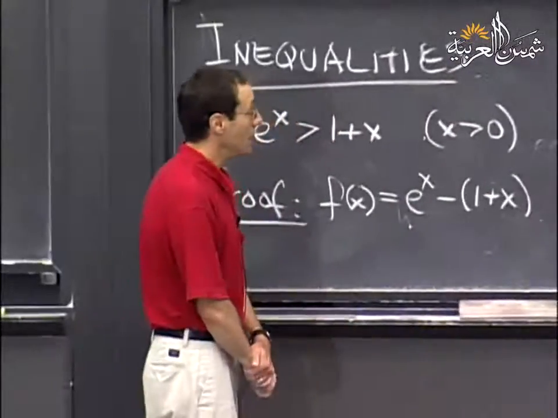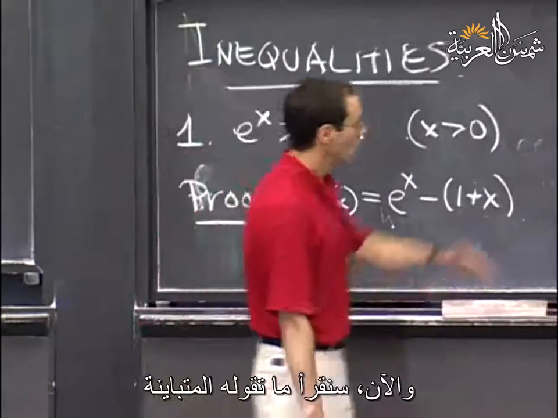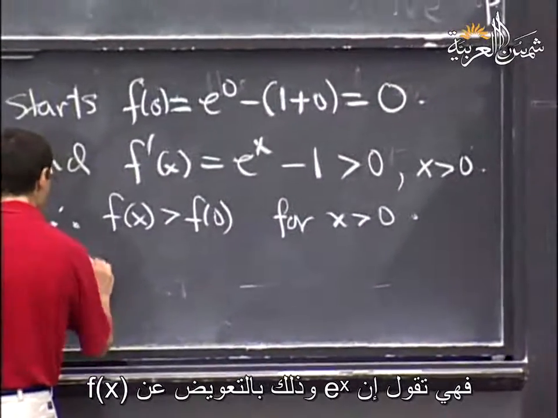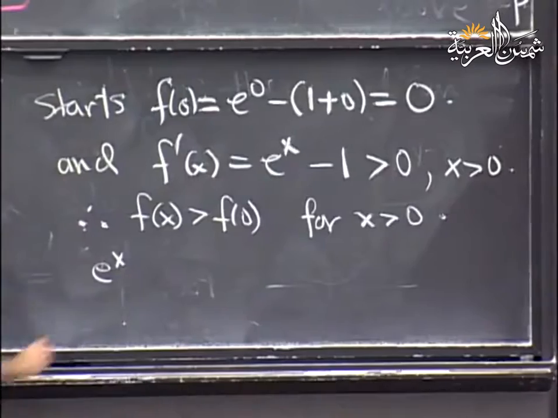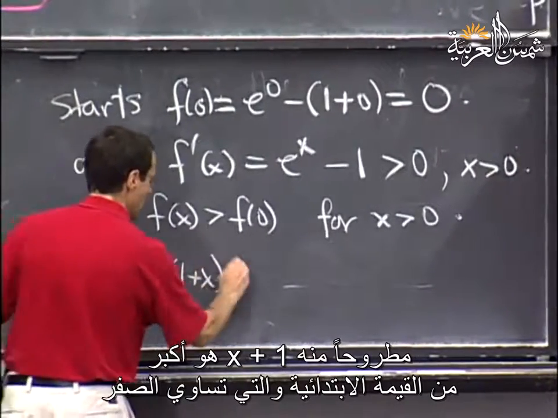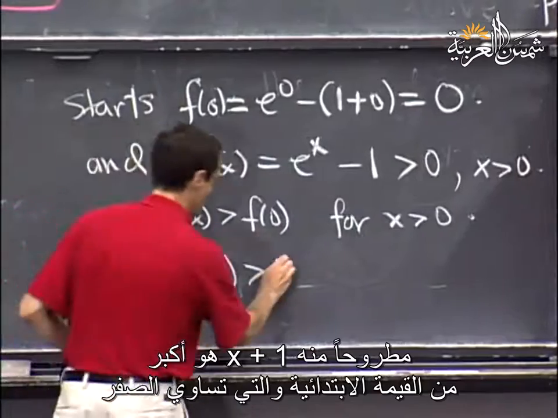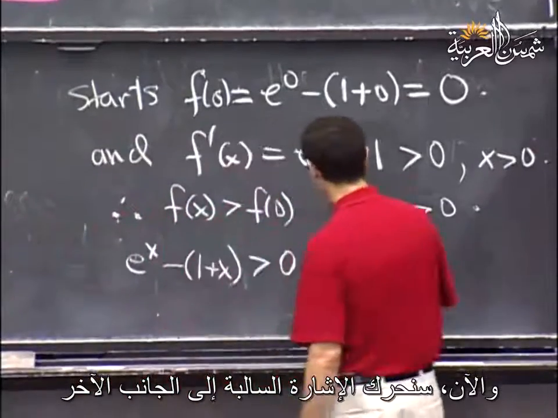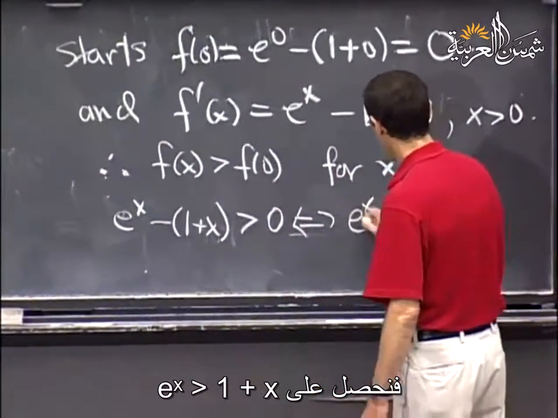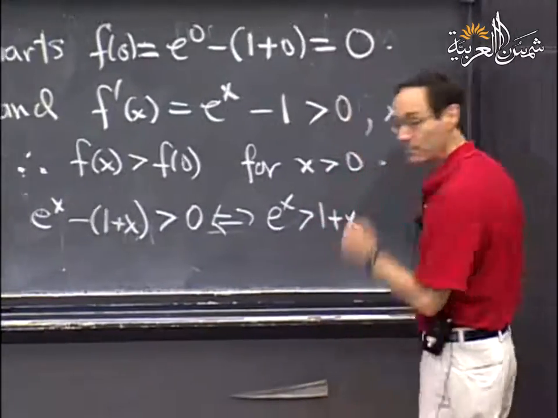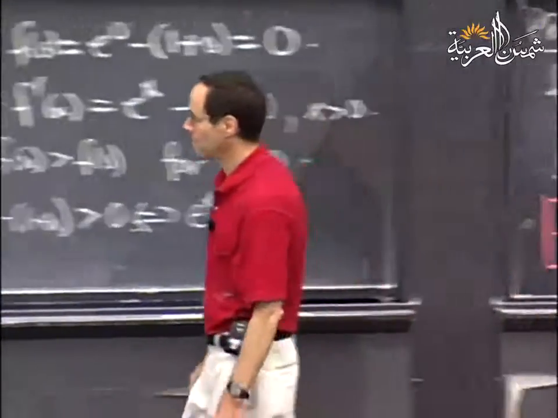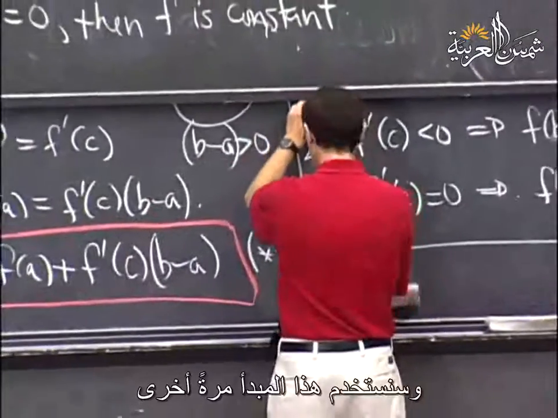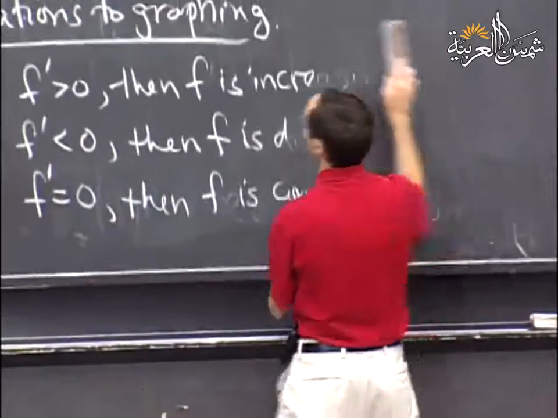So this is true. Now all I have to do is read what this inequality says. And what it says is that e to the x, just plug in for f of x, which is right here, minus (1 plus x) is greater than the starting value, which was 0. And now I put the thing that's negative on the other side, so that's the same thing as e to the x is bigger than 1 plus x. That's a typical inequality.